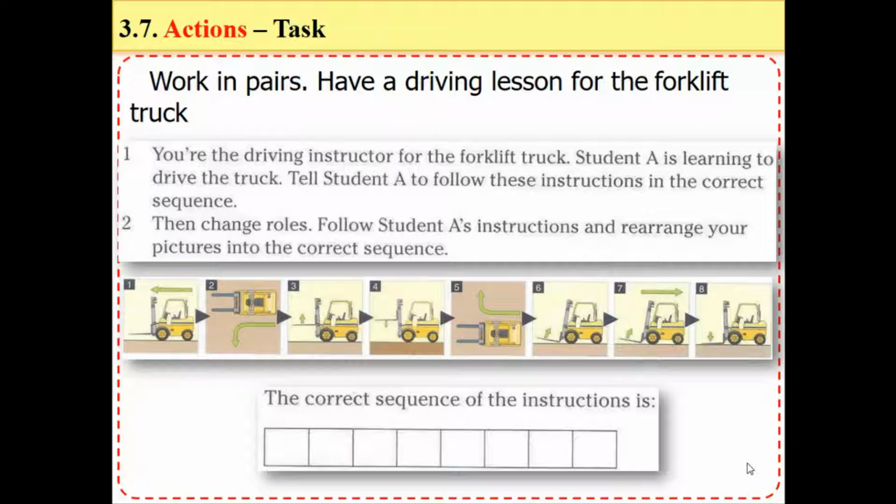Okay, let me turn to action. Work in pairs. Have a driving lesson for the forklift truck. Student A, you are the driving instructor for the forklift truck. Student B is learning to drive the truck. Tell Student B to follow these instructions in the correct sequence. Then change roles. Follow Student B's instructions and rearrange your pictures into the correct sequence. Now, the correct sequence of the instructions is 6, 7, 4, 1, 5, 3, 8, 2.